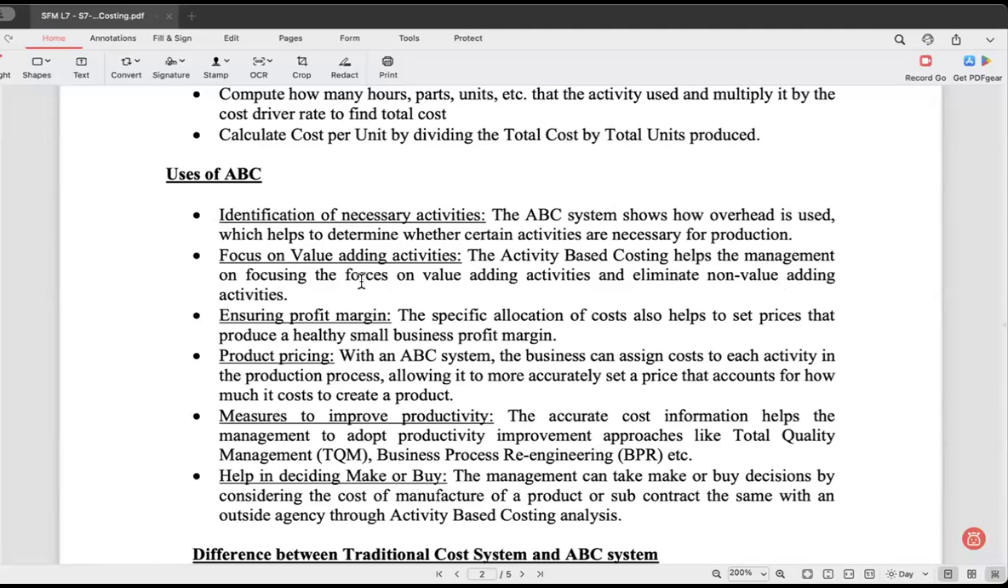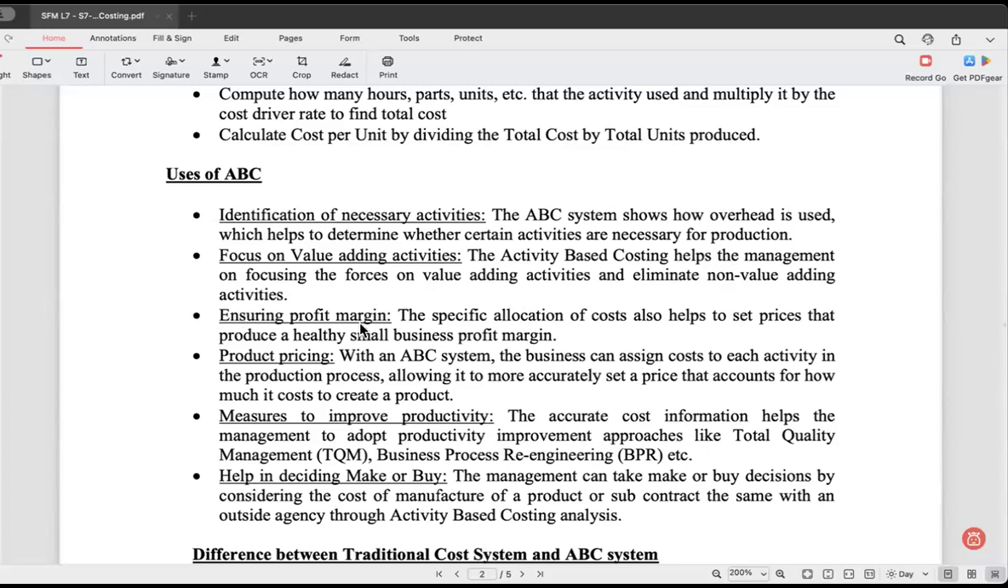Number two, they focus on value-adding activities. ABC helps management focus resources on value-adding activities and eliminate non-value-adding activities. What does this mean? ABC helps managers to spot non-value-adding activities, meaning these are the tasks that consume time and money but don't improve the product or satisfy the customer. We don't need them. So how does it help? It focuses resources on things that actually improve the product, customer experience, or efficiency.